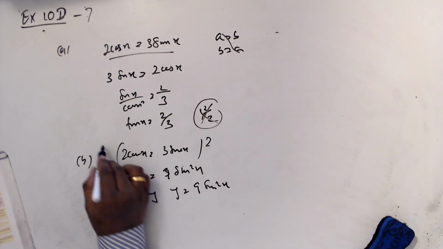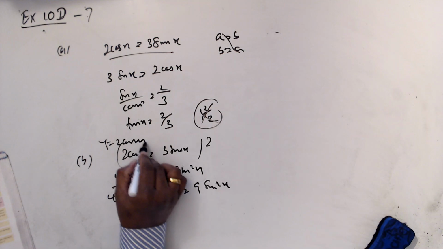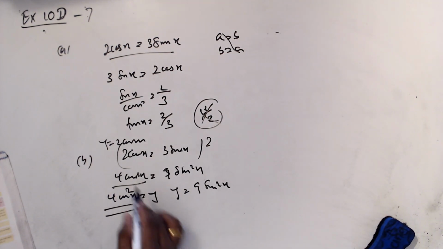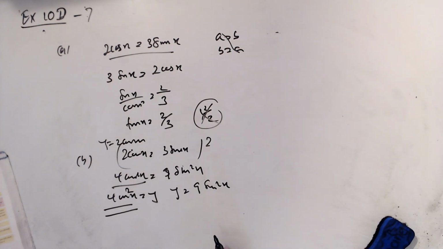So this is y equals 2 cos x, the sum. But now we are working with y equals 4 cos squared x, two different curves. So it, and you will get extra solutions for the quadratic.